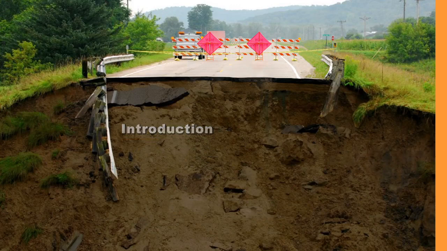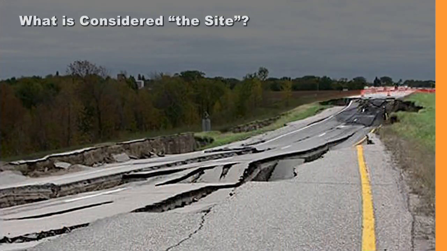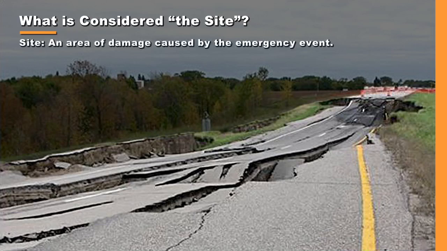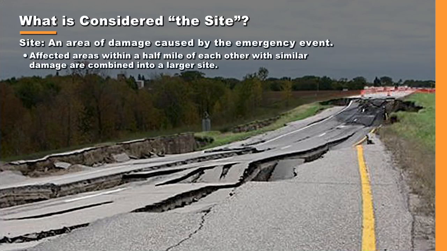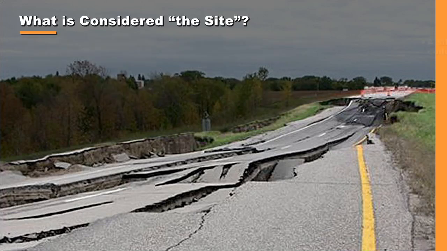First, let's define what a damage site is. For emergency relief funding purposes, a site is defined as an area of damage caused by the emergency event. For FHWA-ER, areas of damage within a half mile of each other with similar damage can be combined into a larger site. Areas of damage farther away from each other than 1/2 mile or with different types of work should be treated as individual sites.